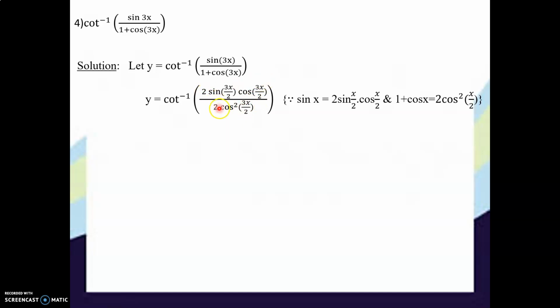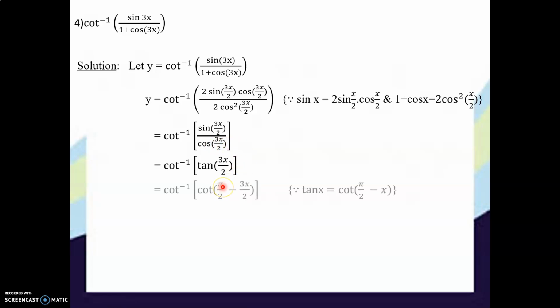2 cancelled. So the remaining terms are sin 3x upon 2 upon cos 3x upon 2. It will become tan 3x upon 2. And we know the formula tan x is equal to cot 90 minus x. So we are applying this formula here. So cot of pi by 2 minus 3x upon 2. Now cot inverse and cot is here, and it will cancel. So the function will become y is equal to pi by 2 minus 3x upon 2.